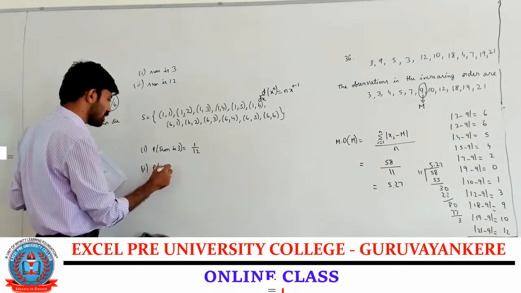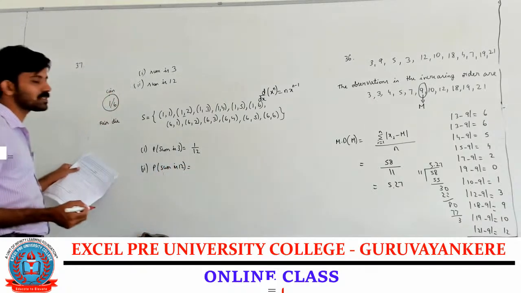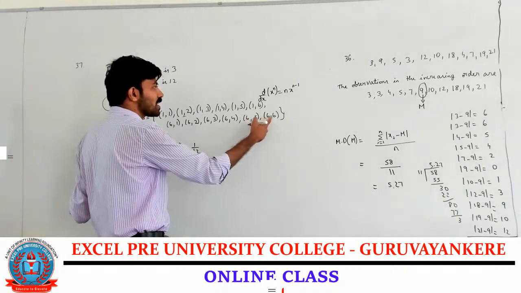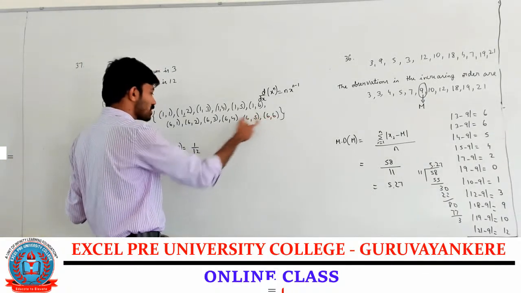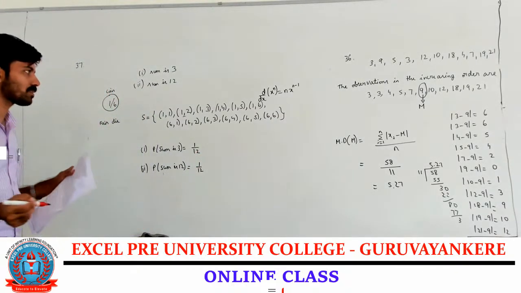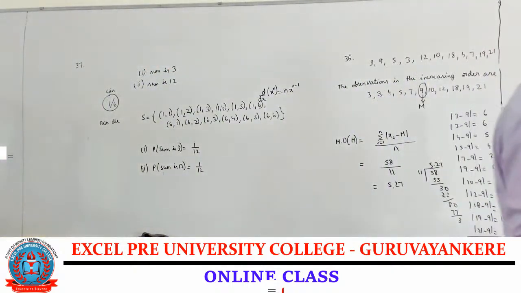Probability that the sum of the numbers is 12. The sum of the numbers is 12 possible in this case, correct? When it is 6 and 6. That is also 1 out of 12. The sum of the numbers is found to be 12 only in the case 6, 6. In only one case you can find this.